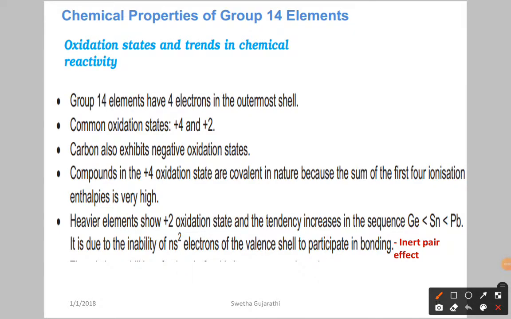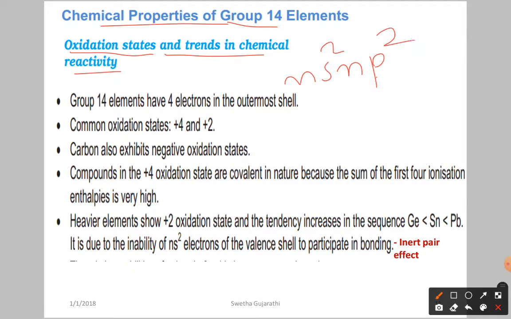Hello students, let us discuss chemical properties of group 14 elements. In that we have oxidation states and trend in chemical reactivity. Now if you see the oxidation state here, as you know very well, what is the electronic configuration? ns2 np2. The outermost valence shell electronic configuration is ns2 np2, which means in the valence shell we have 4 electrons, isn't it? So, group 14 elements have 4 electrons in the outermost shell.